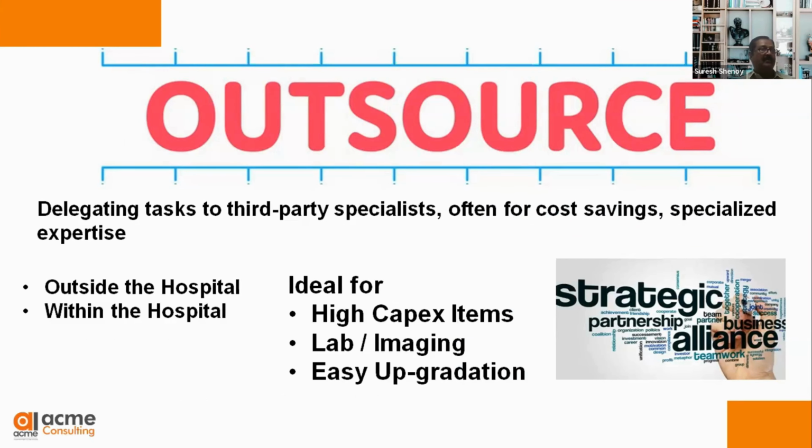And normally there are 2 types of outsourcing happening. One is outside the hospital. They may be having this thing outside the hospital, and they may put up a small collection center or something like that within the hospital. And another is that for the entire setup, we provide the space and they will come and put up the entire facility inside. So these are the 2 types of outsourcing which are commonly available. And it is ideal for high Capex items, lab and imaging, and it is easy for upgradation also.